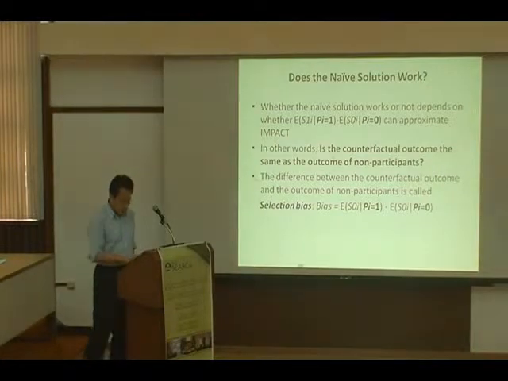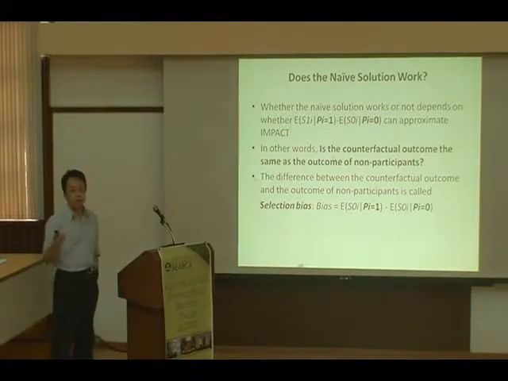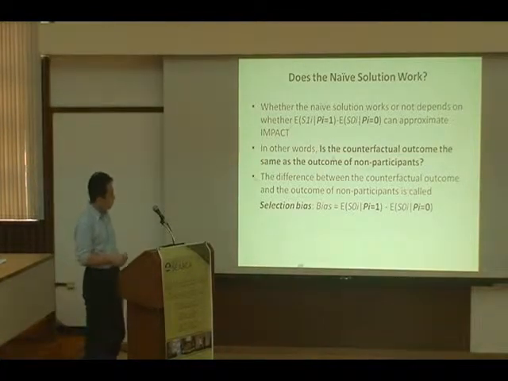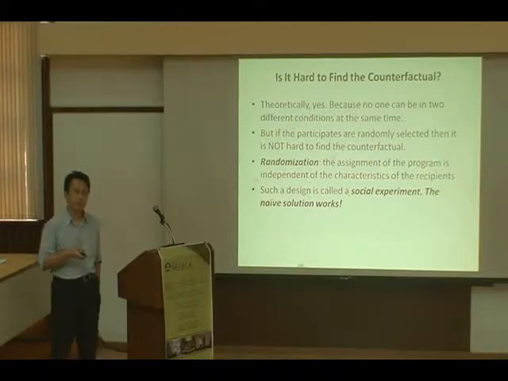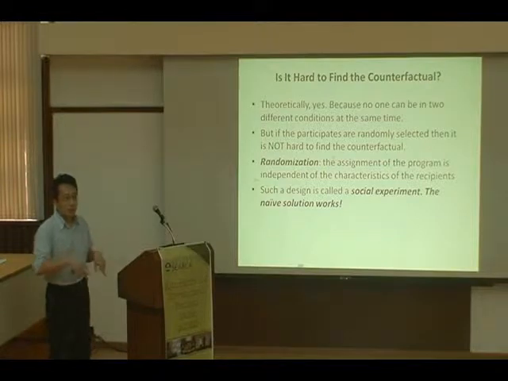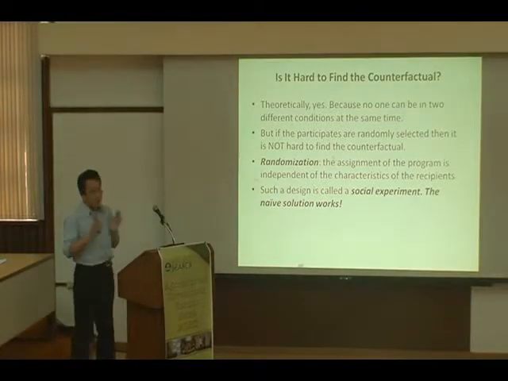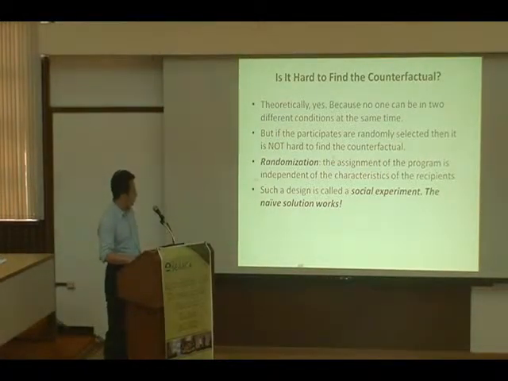Naive solution, just using the observable outcome of the comparison group or non-participant as a benchmark case, as compared to the outcome of the participant. Sometimes it works, sometimes it doesn't. When it works, if we can randomize the program in the population, in an ex-ante sense, we can assume the equality, the similarity between the participants and the non-participants, because the program was randomized. Once we can randomize the policy, we can assume our naive solution can be a good representation of the counterfactual.